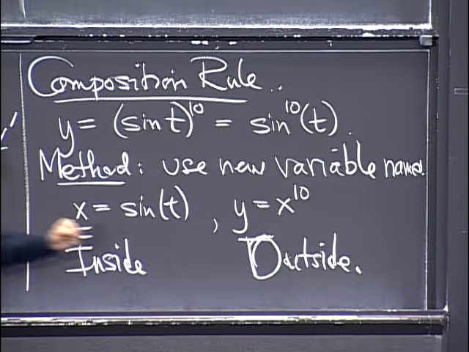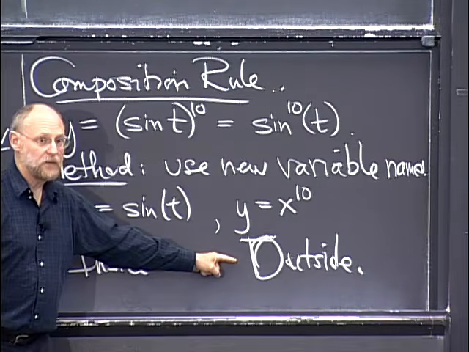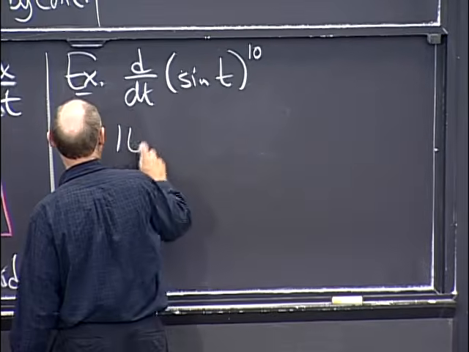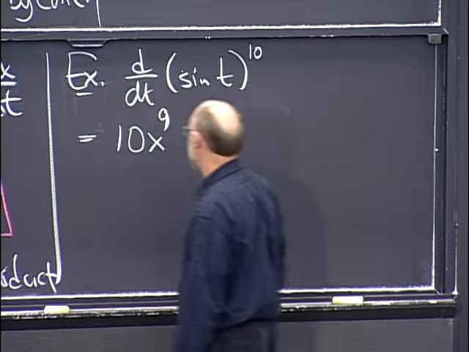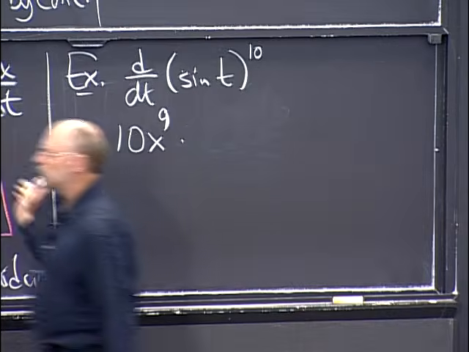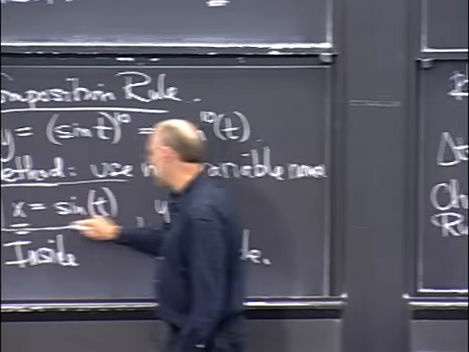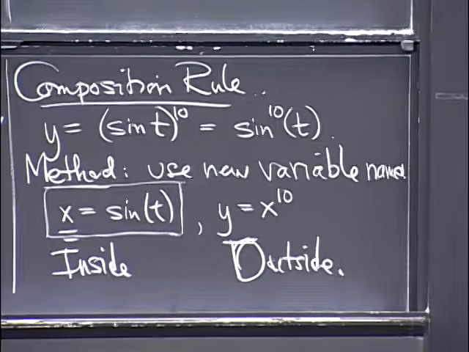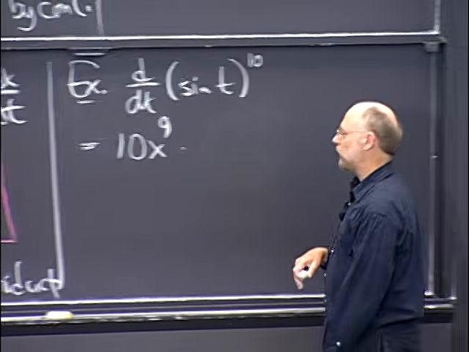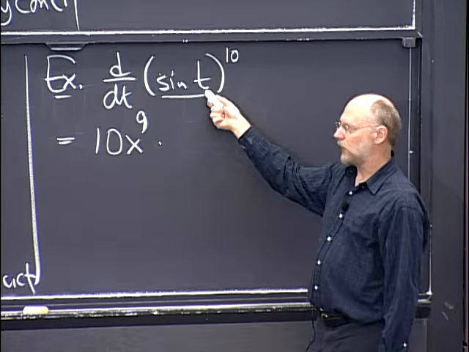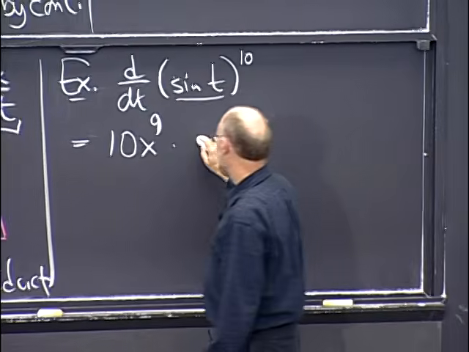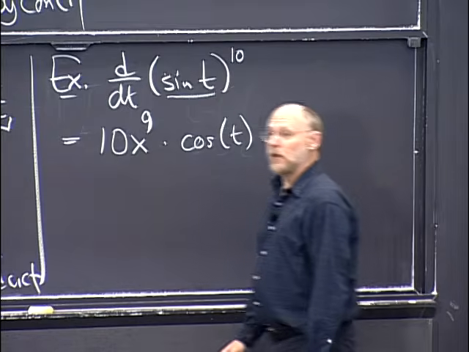So the rule says, first of all, let's differentiate the outside function. Take dy dx, differentiating with respect to that variable x. The outside function is the 10th power. What's its derivative? I get 10x to the 9th power, using this newly introduced variable name x. Then here's the inside function, and the next thing I want to do is differentiate it. So what's dx dt? The derivative of sine t is cosine t. That's what the chain rule gives you.